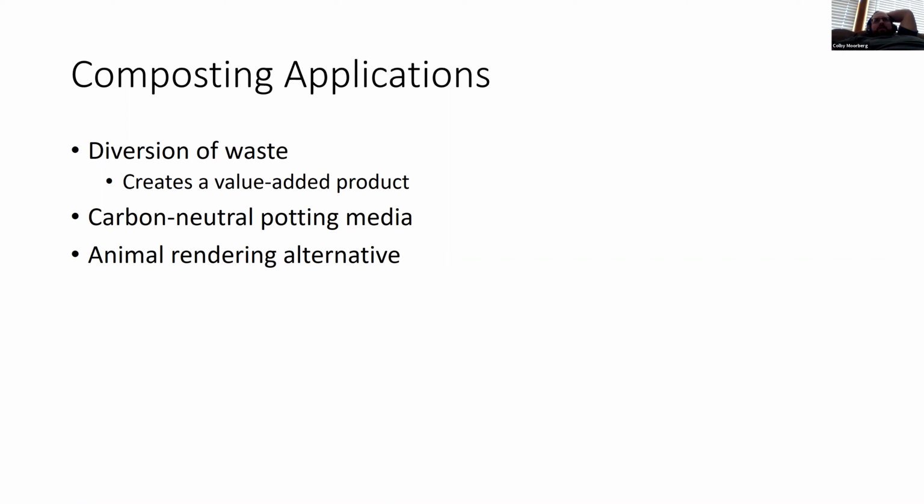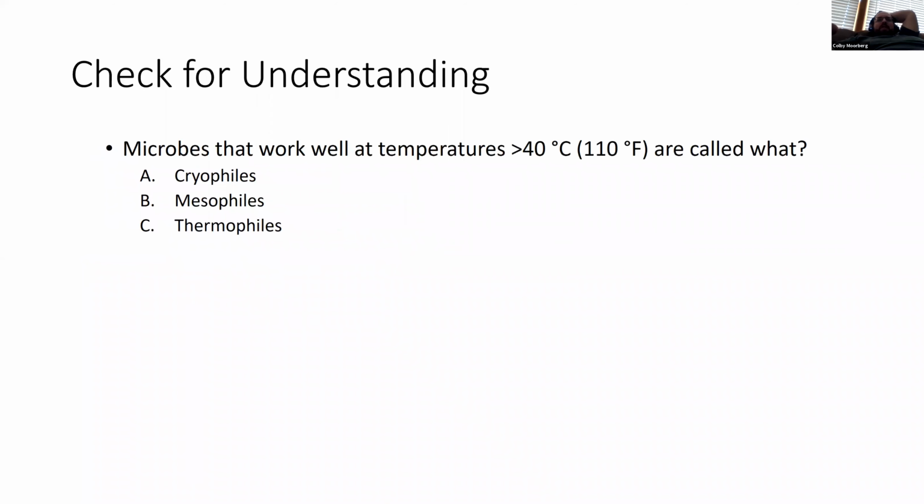So these are some examples of composting applications. There's a lot of different types of value-added products that can be made from different types of compost. So I have a quick question here for checking for understanding. Microbes that work well at temperatures over 40 degrees Celsius or 110 degrees Fahrenheit are called what? Cryophiles, mesophiles, or thermophiles?